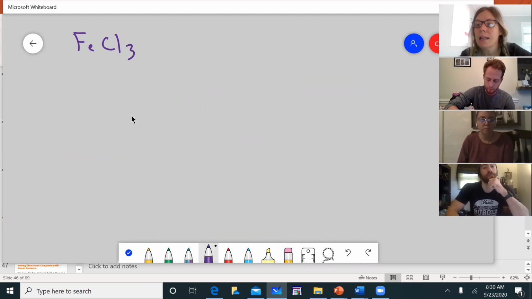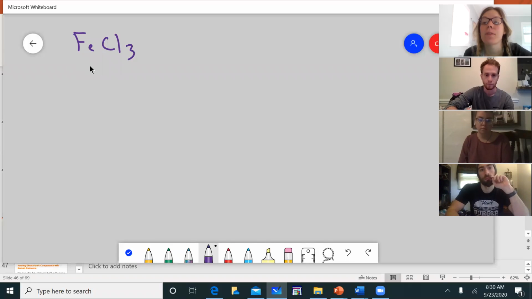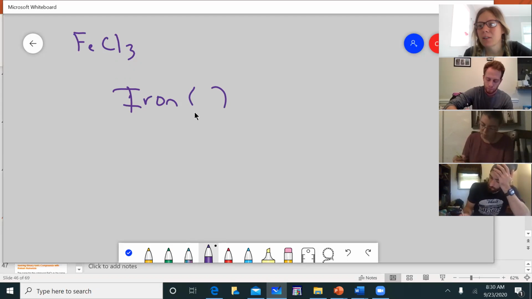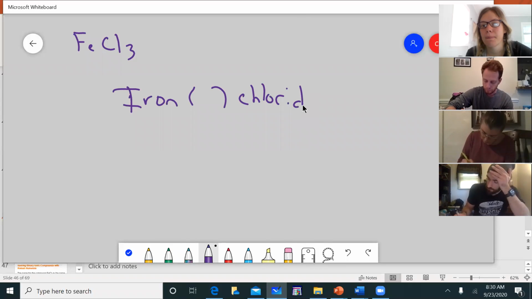FeCl3. So we want to name this thing. When I go at these, first I want to identify that it is a metal and a non-metal, and it's a metal with an unpredictable charge, so I'm going to need a Roman numeral. So what I'll do is write my metal, in this case iron. I'll put in the parentheses because I'm going to come back to it, and then finish off with chlorine, so it becomes chloride. I'll just start there to kind of get my brain going.